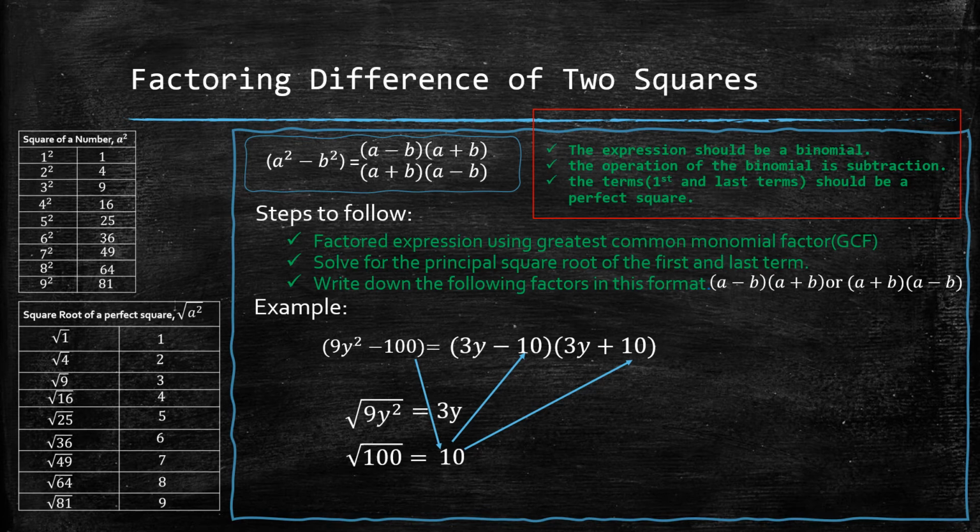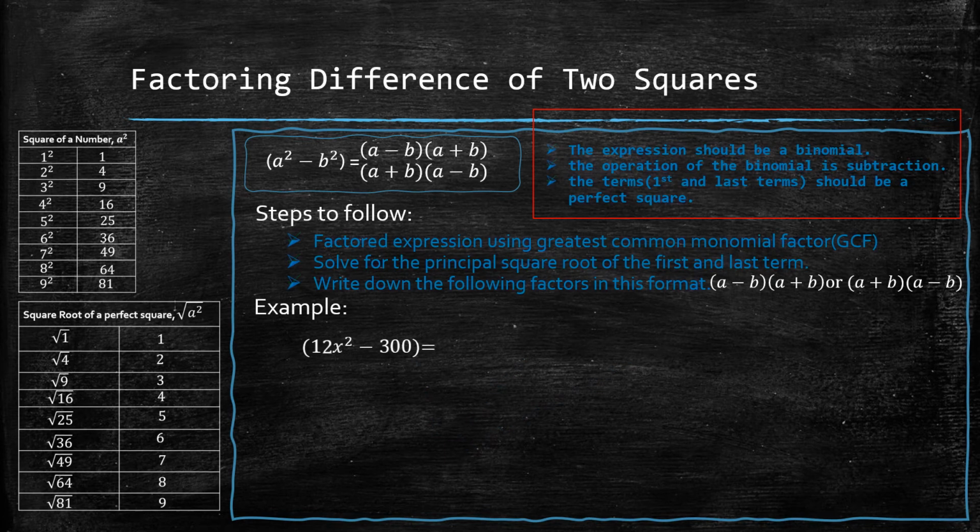Another example. Well, x squared minus 300. First, check if it is a binomial.